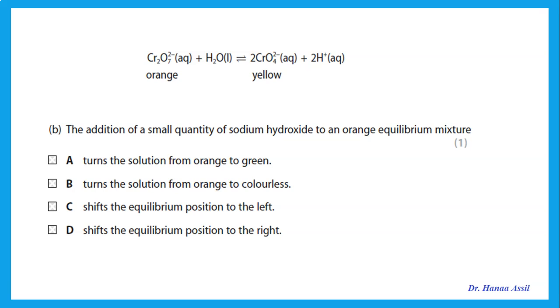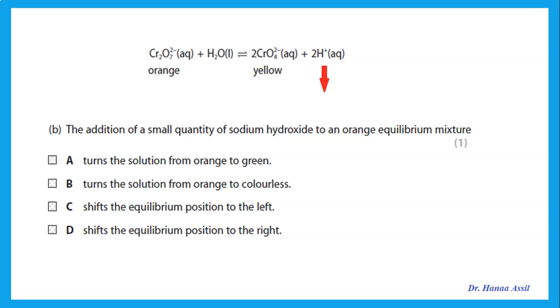The reaction doesn't have sodium hydroxide in it. So we're not adding reactants or adding products, but the sodium hydroxide is a base. Now this equation forms H+, so it forms acid. So as it goes forward, it forms acid. Now if I add sodium hydroxide, the sodium hydroxide will use up this acid. The sodium hydroxide will react with the acid.